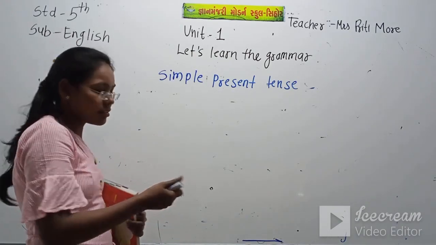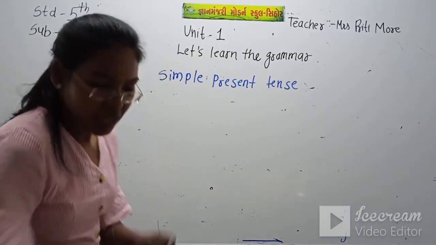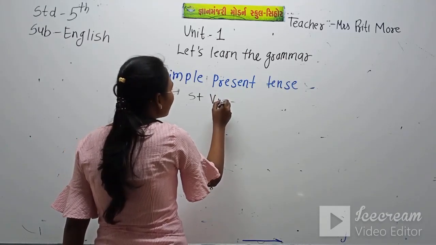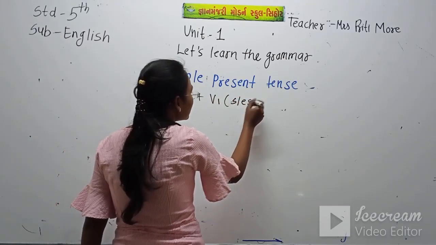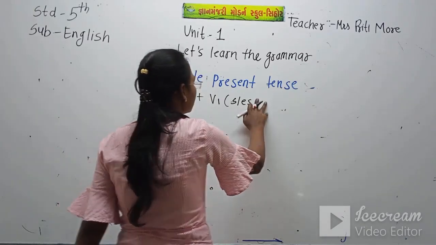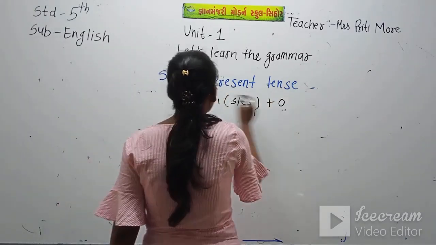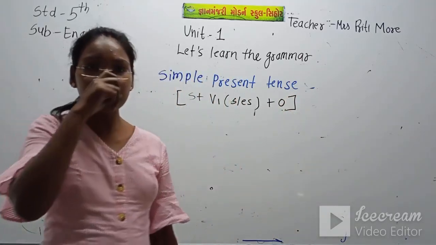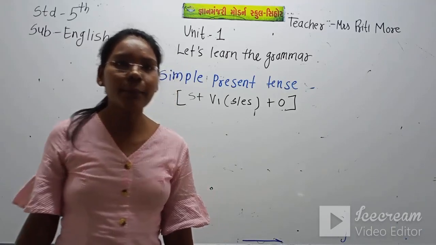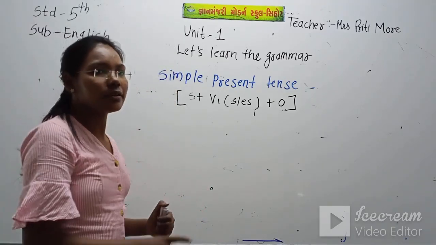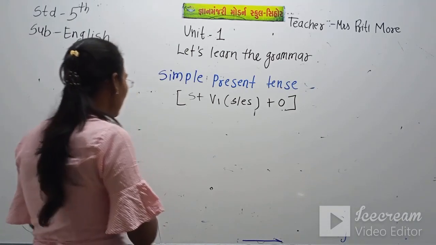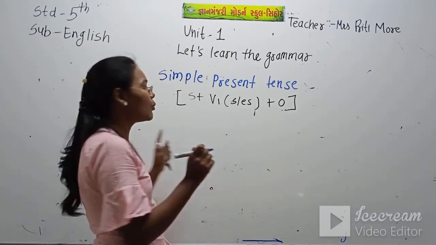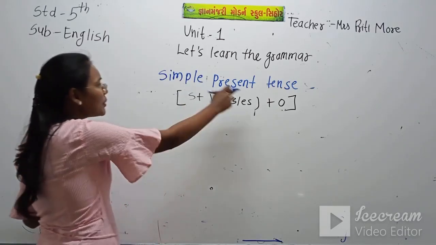Now, what formula have we seen for the simple present tense? We have seen the formula subject plus verb first form plus s or es plus object. This is the formula, and we use the simple present tense to show the real fact, to show the unchanging habit, the timeless action, and to say the universal truth. Now let's make a sentence and read the sentence in this formula. This is the structure of simple present tense.